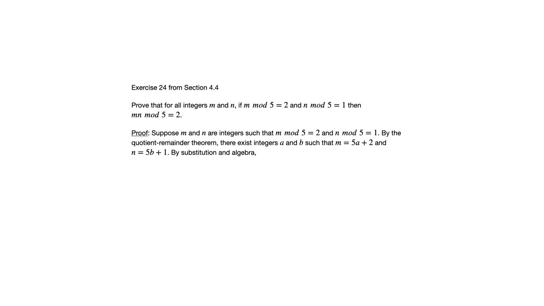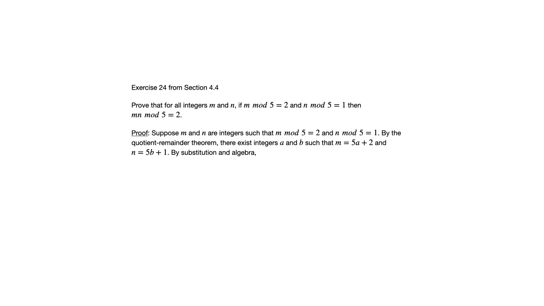So as usual, we start our proof by supposing the if part of that statement. So we suppose m and n are integers such that m mod 5 equals 2 and n mod 5 equals 1. By the quotient remainder theorem, which is new to this section, there exist integers a and b such that m equals 5a plus 2 and n equals 5b plus 1. Okay, so as soon as we saw the mod, that quotient remainder theorem should be kind of in our minds as one of the tools that we would need to use.